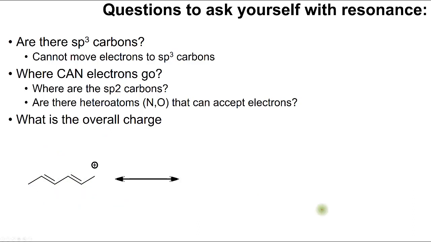So we look at this example. Where are our sp3 carbons, if we have any? There's one on the end here. That is the only one. That means that our electrons can go anywhere along these 5 carbons, including that sp2 carbon on the end with the positive charge. So I can move these electrons from between 3 to 4 to form a bond between 3 and 5.